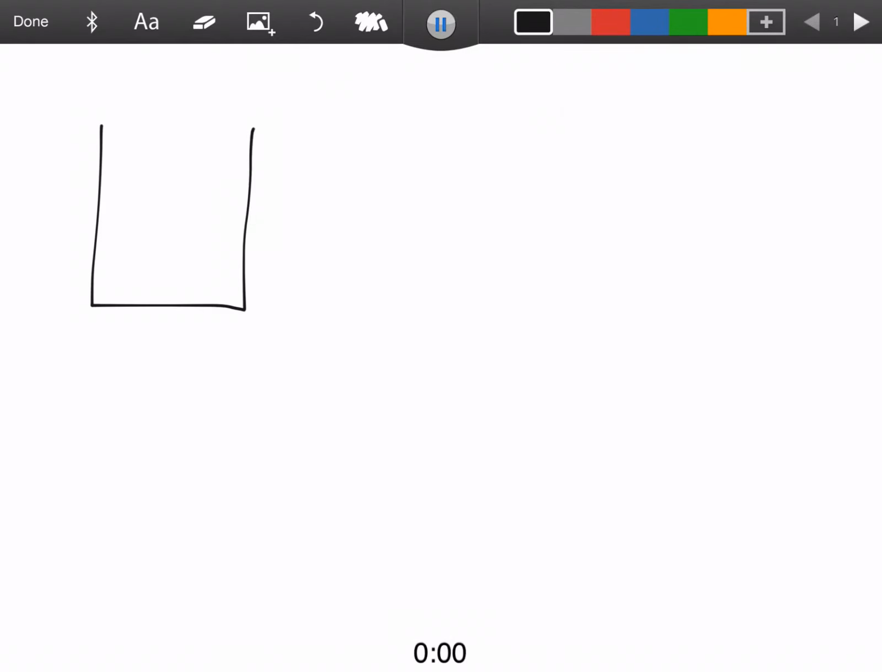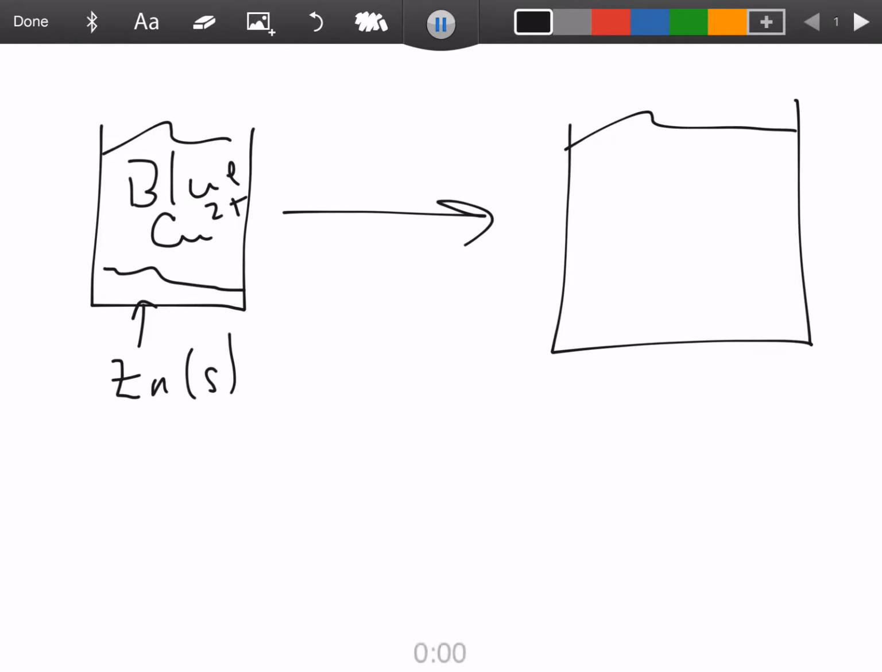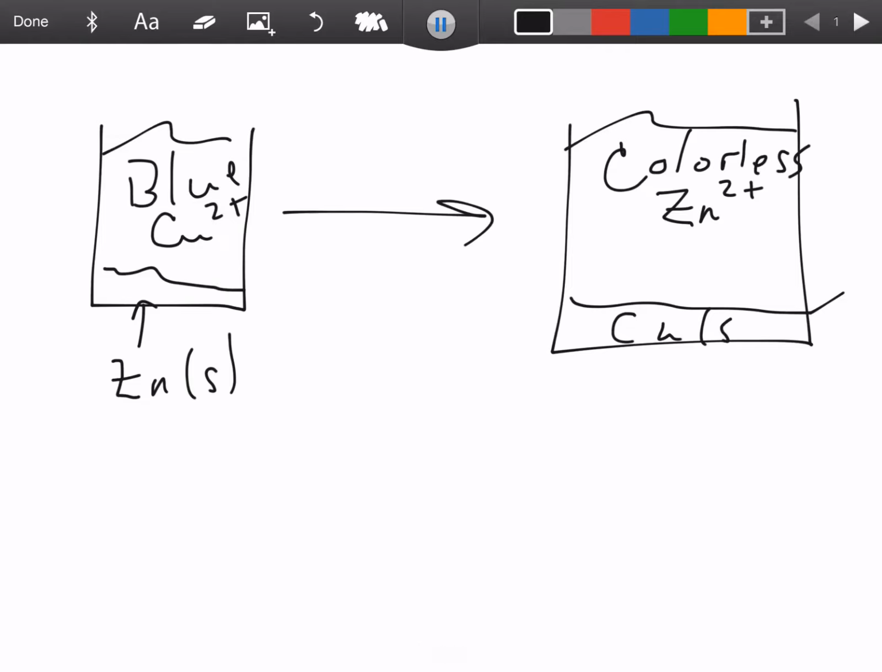We saw that in this beaker we had a solution, and that solution was blue. Down at the bottom of that solution we had a solid, and that solid was a zinc solid, right? And then as that reaction went on, that blue solution, by the way, was our copper 2+ ions. As that reaction went on, we saw that this became a colorless solution, right? Not just clear, but colorless. And that was due to the zinc 2+ ions that were in there. And then at the bottom, we had some metallic solid copper sitting in that beaker, right?